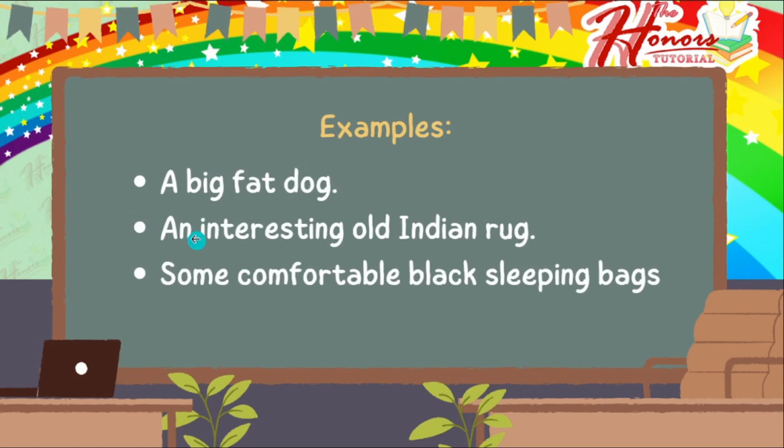Next is "an interesting old Indian rug." So we have here the determiner "an," opinion "interesting," "old" is for the age, "Indian" is the origin, and "rug" is the noun. Lastly, "some comfortable black sleeping bags." We have here "some" as our determiner, "comfortable" is our opinion, "black" is color, "sleeping" is for purpose, and the noun is the bags.